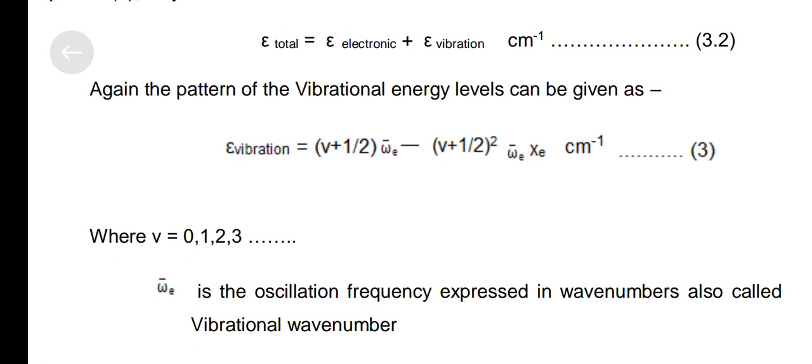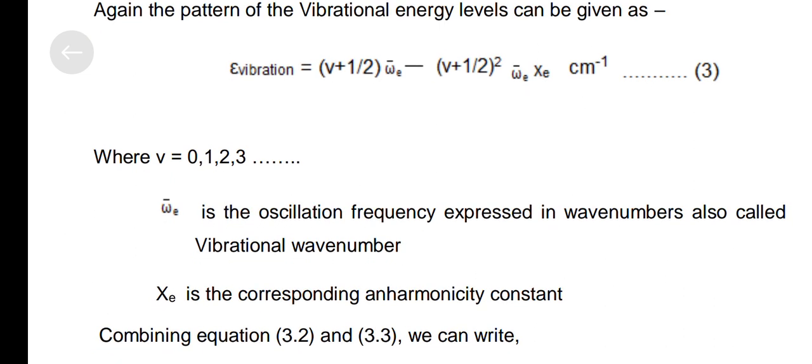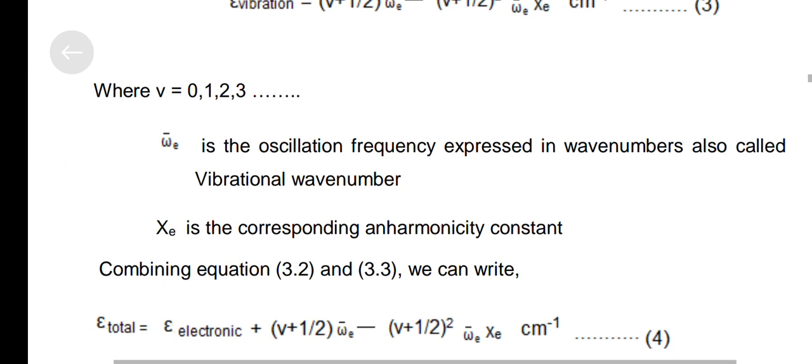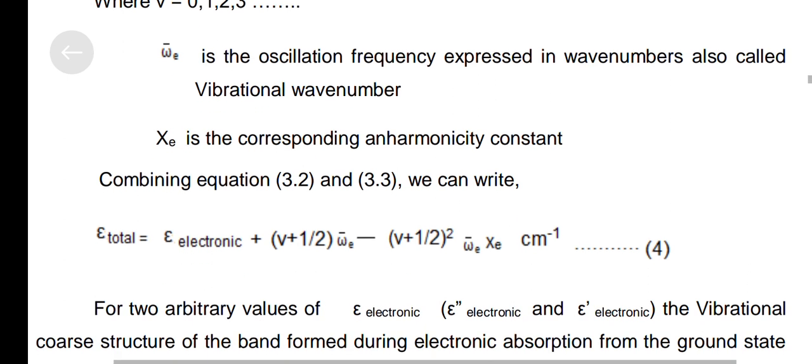Omega e is the oscillation frequency expressed in wave numbers, also called vibrational wave number. x e is the corresponding unharmonicity constant. Combining equations 3.2 and 3.3, we can rewrite E total is equal to E electronic plus V plus 1 by 2 omega e minus V plus 1 by 2 whole square omega e x e centimeter inverse.